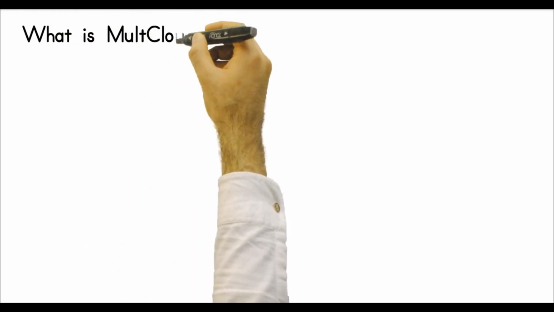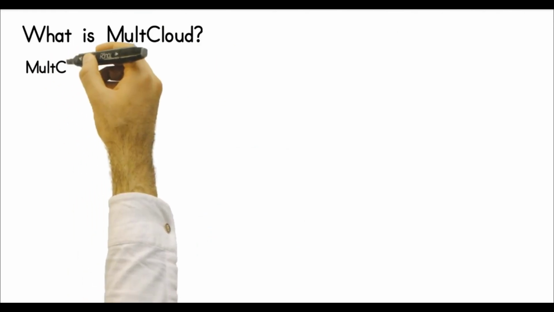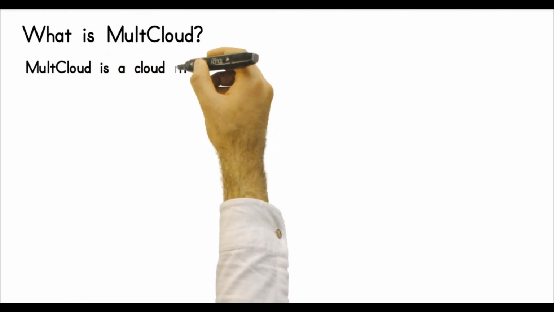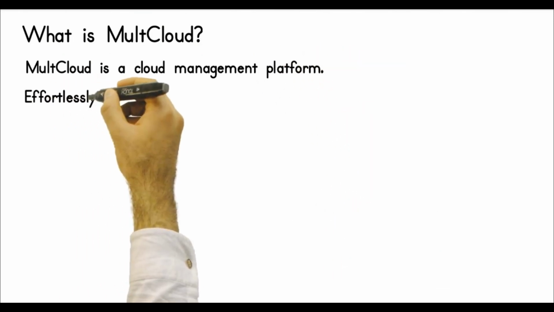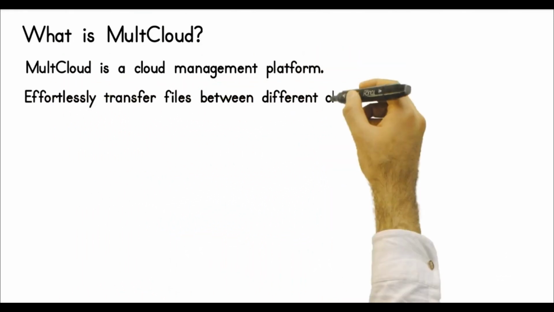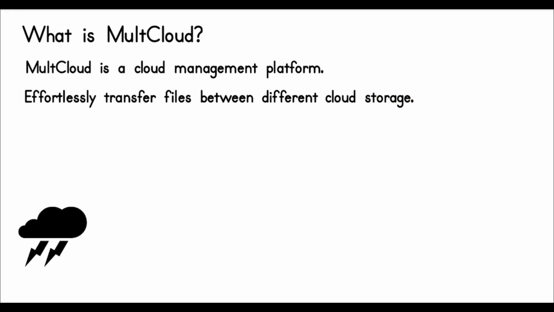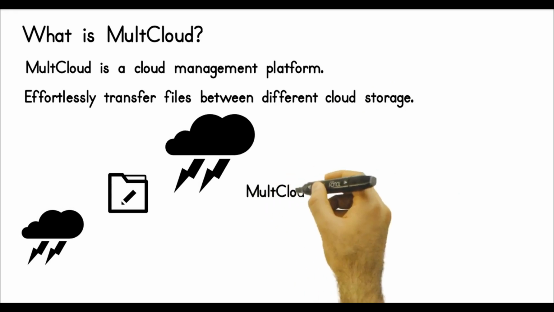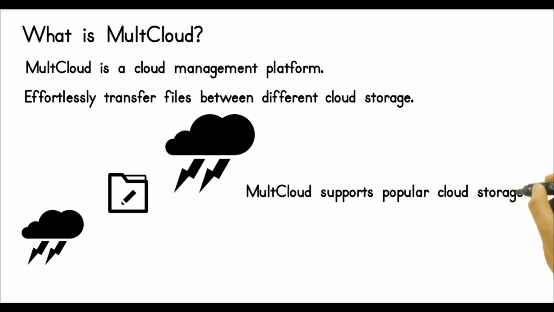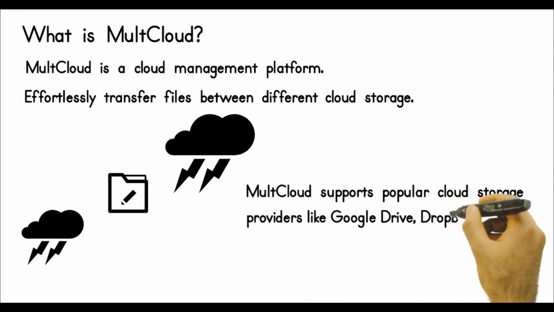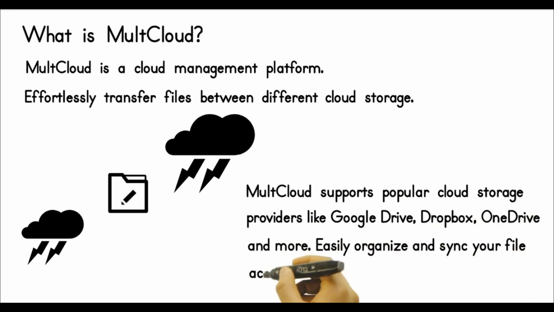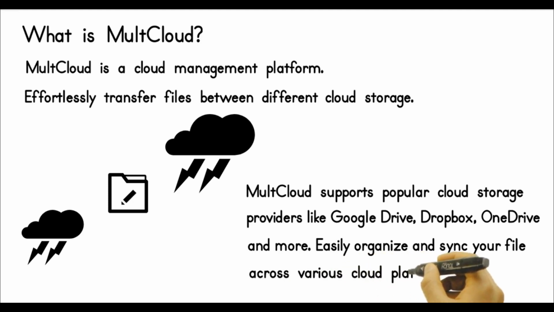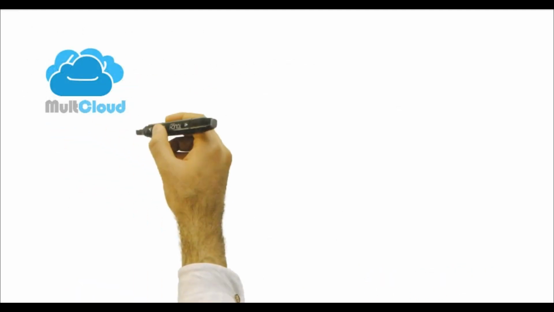What is MultiCloud? MultiCloud is a cloud management platform that allows users to manage multiple cloud services in one place, effortlessly transfer files between different cloud storage services using MultiCloud's intuitive interface. MultiCloud supports popular cloud storage providers like Google Drive, Dropbox, OneDrive, and many more. Easily organize and sync your files across various cloud platforms with MultiCloud's seamless integration.